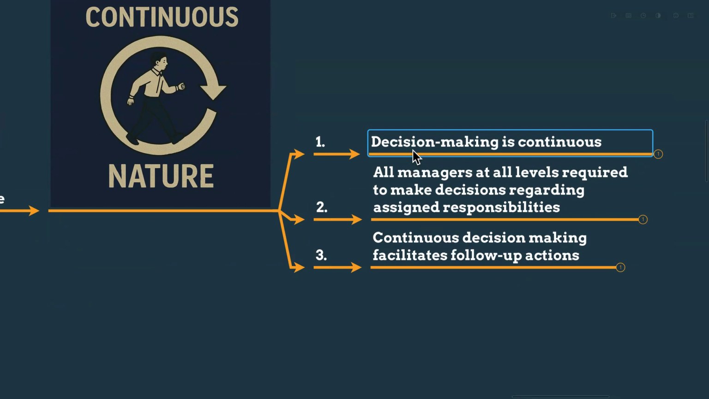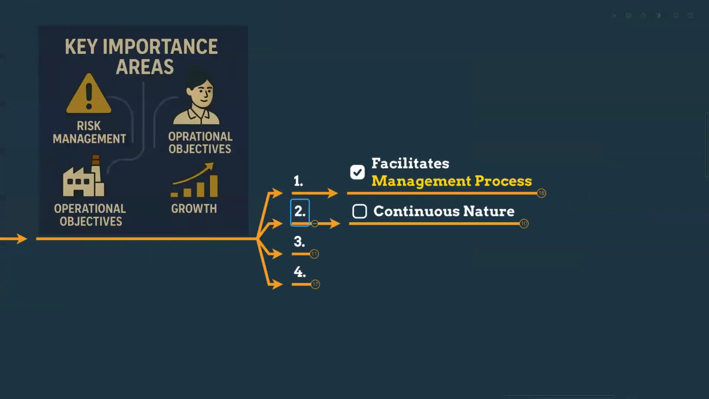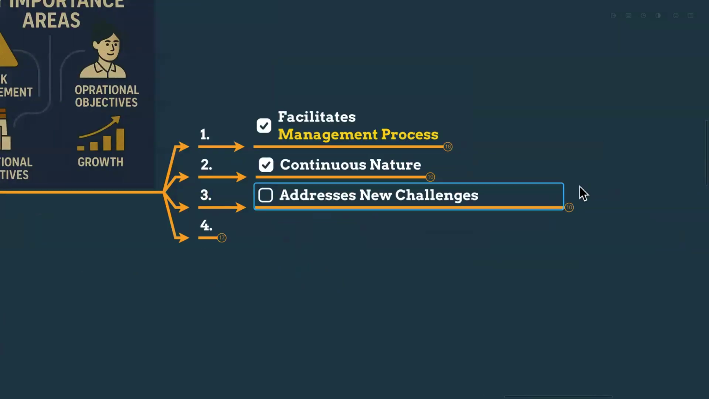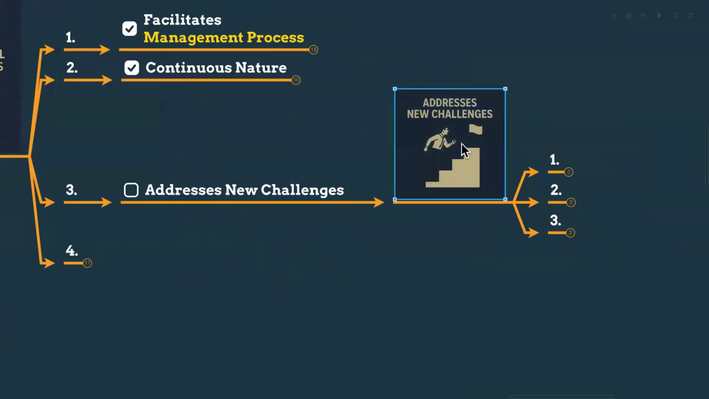Why do continuous decisions matter, my dears? Because the business environment changes constantly, right? Every day new challenges, customer needs evolve, innovation, the competition, it creates new pressures. So we have to do follow up actions for our constant decisions. So that is the key importance. It's a continuous nature and it addresses new challenges, right?